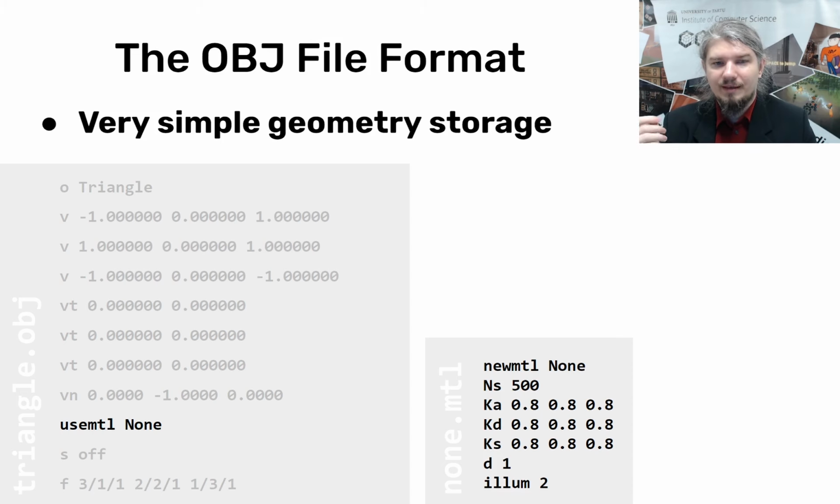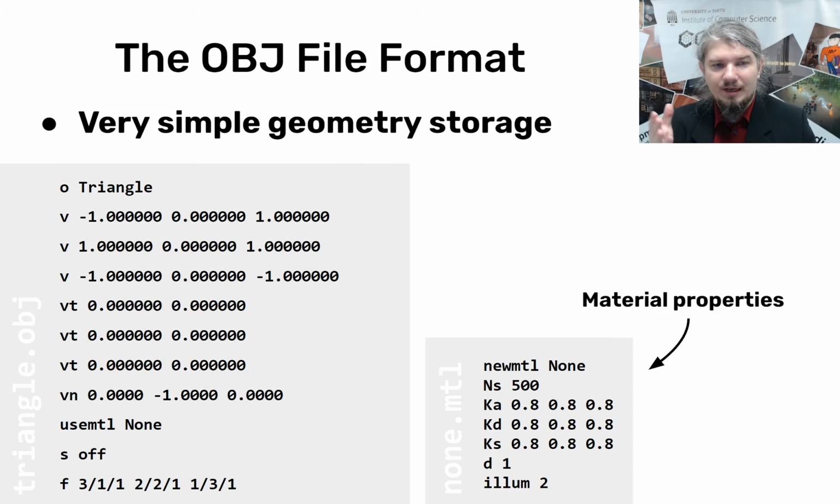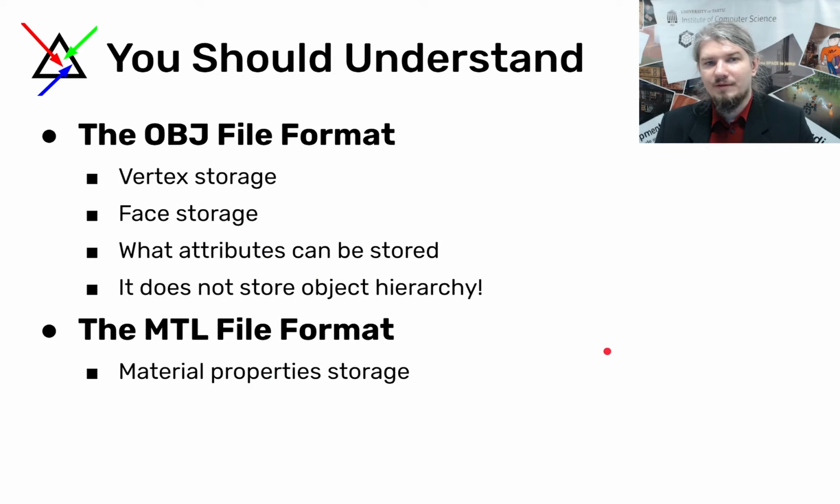to interpret that data. So we have the OBJ file, which stores this flat unstructured data and indexes the data to make up the faces. And we have the accompanying MTL file, which defines the parameters of the material. From this video, you should now understand the OBJ file format, a very simple file format for vertex storage, face storage. You saw what attributes can be stored in an OBJ file, like vertex normals. And very importantly, it does not store an object hierarchy.